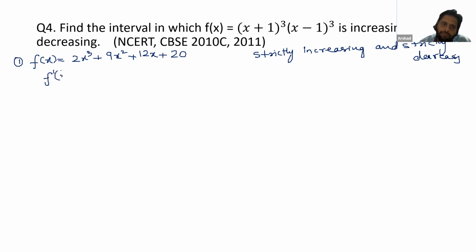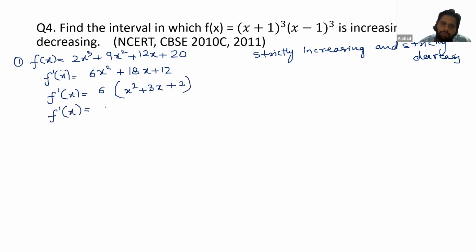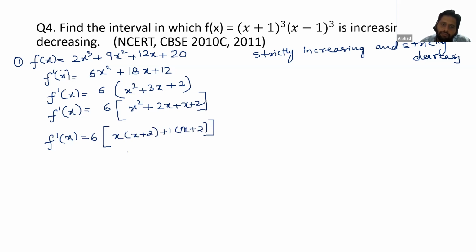First of all, differentiate this function. So what you will get here, 6x square plus 18x plus 12. Now f dash x is equal to, take out 6 common. So you will get 6 times x square plus 3x plus 2. Now factorize it. So you will get 6, and here you will get x square plus 2x plus x plus 2. Take out common x plus 2 plus 1 into x plus 2. So we get this one. f dash x is equal to 6 into x plus 1 into x plus 2.